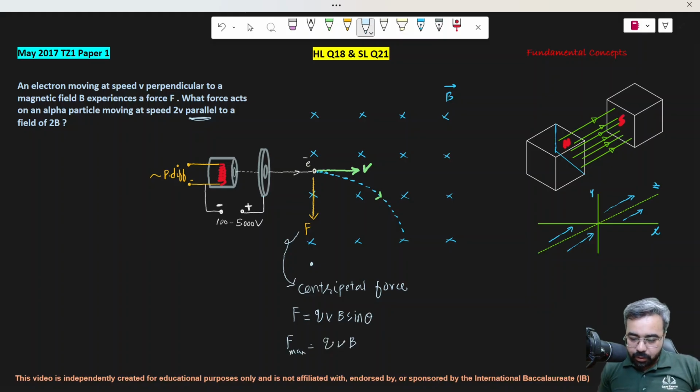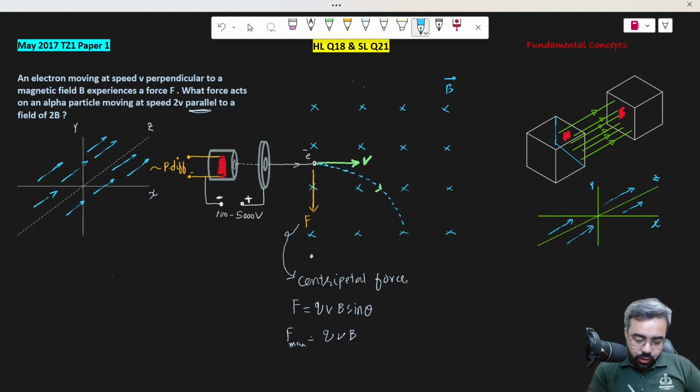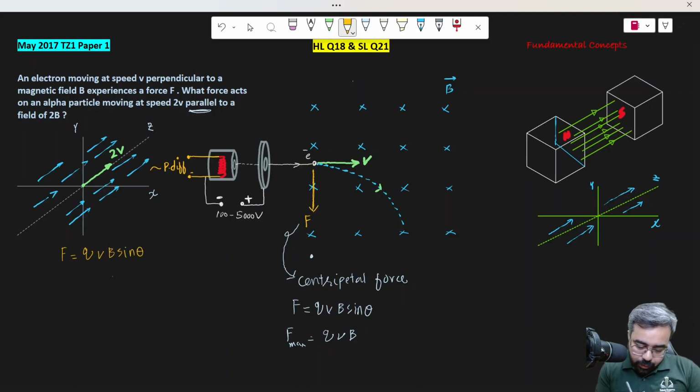Now the point is, when the alpha particle is thrown, what will happen? You can see that we are throwing the alpha particle into a region which has a stronger field, and the alpha particle is thrown parallel to the magnetic field with a speed 2v. So basically the magnetic field will not be able to bend the alpha particle. It will not be able to accelerate it, because it is going parallel. So F is equal to qvB sine theta, according to this equation.